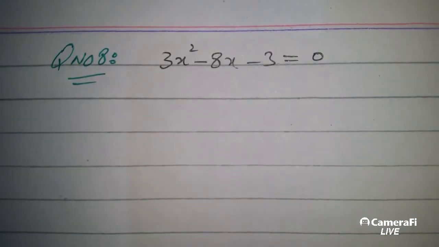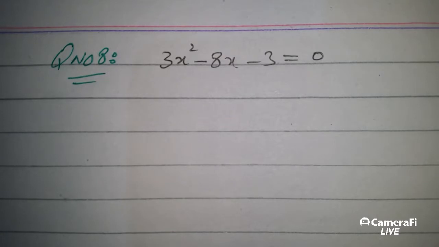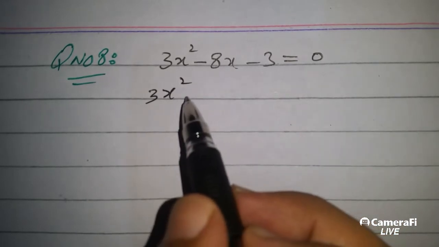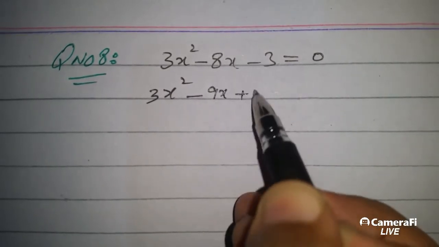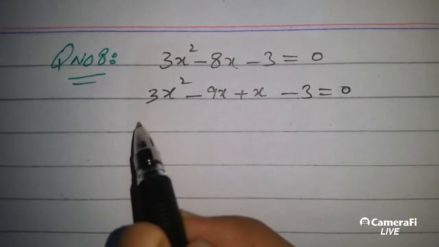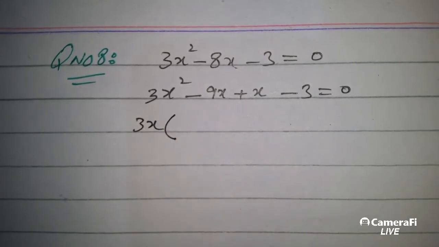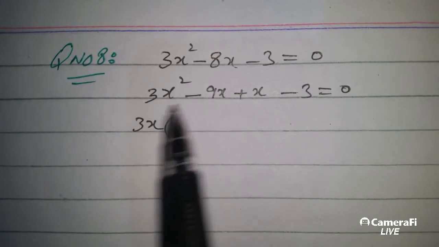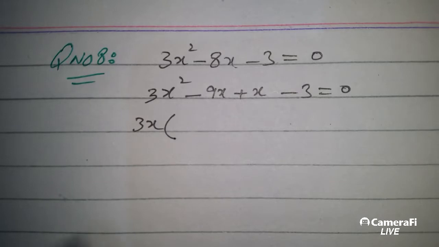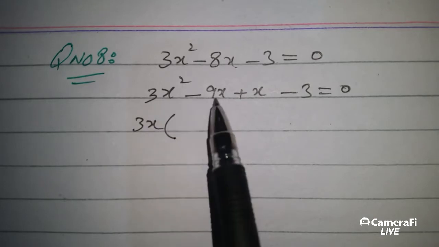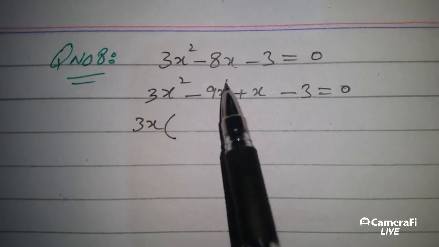So 3 3s are 9. The factors of 9 are 9 1s are 9. So 9x and 1x are the factors, taking whatever comes as a common from the first two terms. 3 and 9 can be divided by 3. So 3 is a common factor from these two terms, and x square and x, the smallest power, can be taken as a common factor.